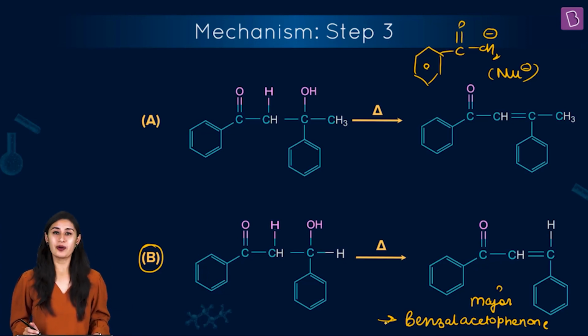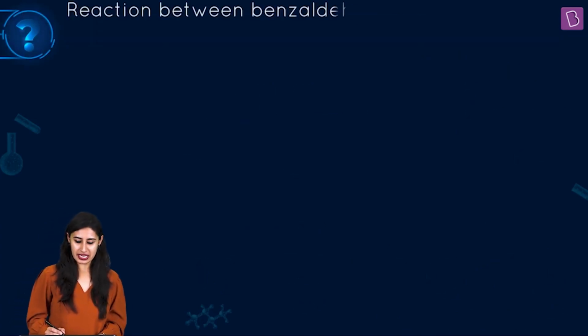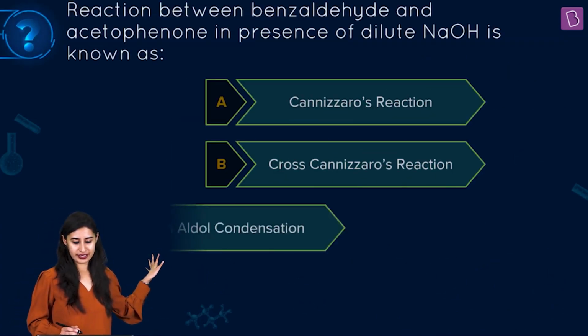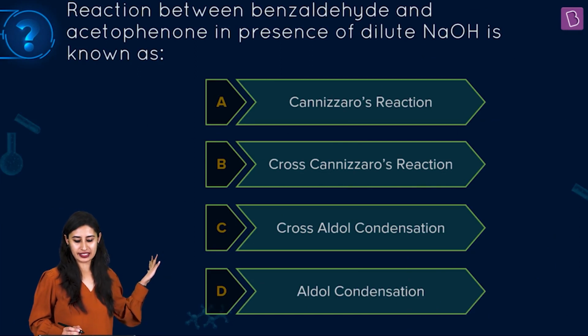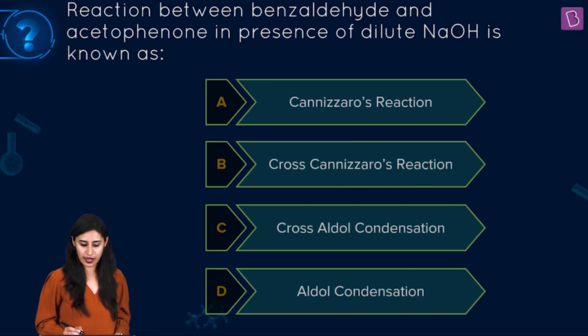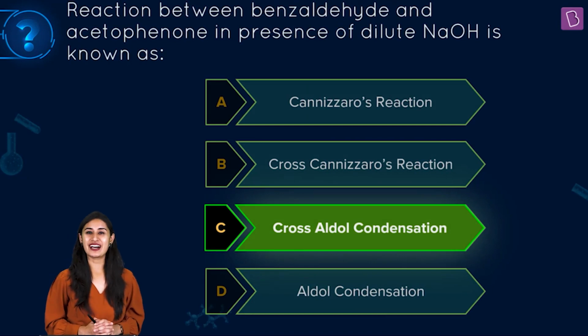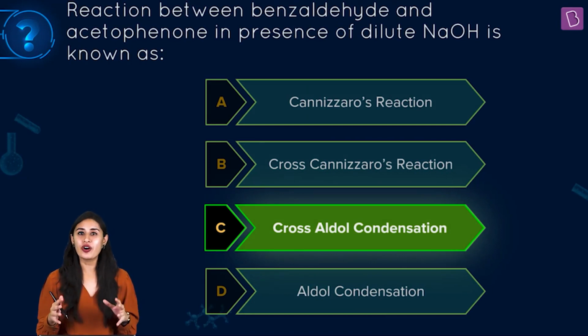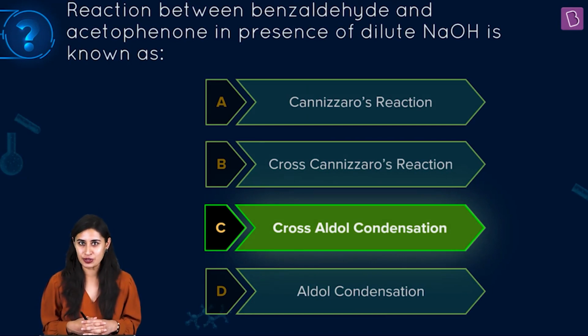Okay, so the answer to this question is, of course, reaction between benzaldehyde and acetophenone in presence of dilute NaOH is known as, and the right answer to this question is cross-aldol condensation.